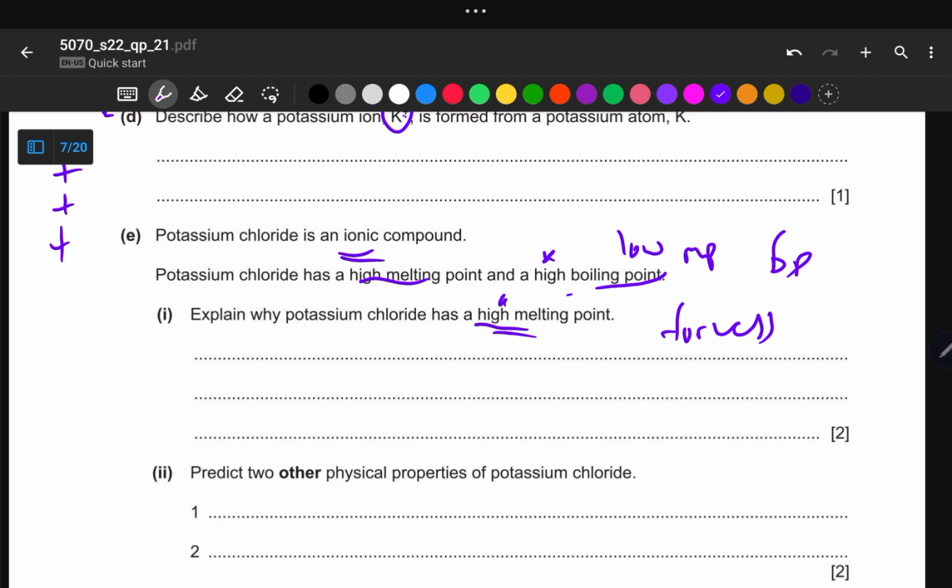So these are what you call the strong electrostatic forces of attraction between the cation and the anion, right? So we have the electrostatic forces of attraction between the particles. So these are the forces which are holding up the particles together, right?